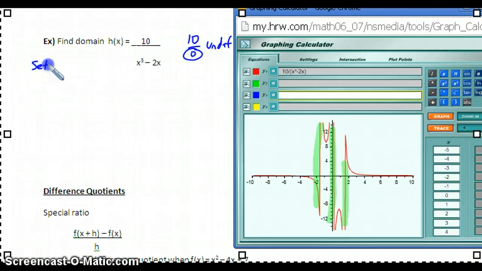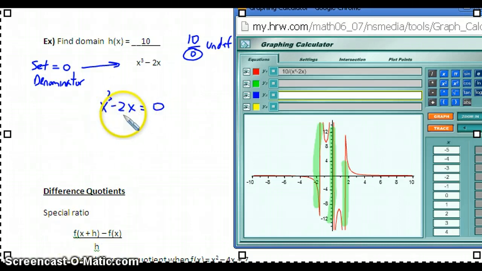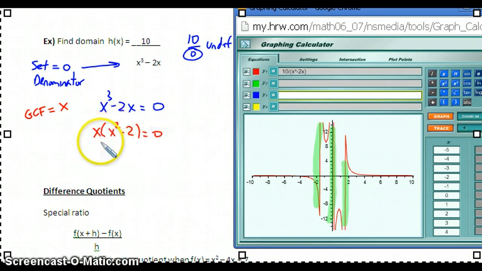So what I want to do is find out what values will make my denominator equal to 0. So I want to set the denominator equal to 0. If I solve this equation, I've got to rely on my factoring skills to help me figure out what x is. So I take out a greatest common factor first, and then I set both parts equal to 0.